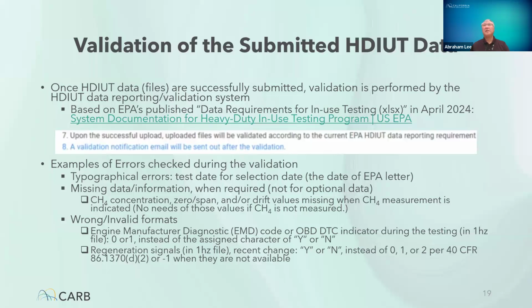Another type of error is missing data or information when required. Not for the optional, but for required data, you need to submit that. If those data are missing, the system is going to show you an error message. For example, CH4 concentration and zero span and/or drift value missing when CH4 measurement is indicated. When CH4 measurement is indicated, you need to submit those data. If those data are not there, then the validation system is going to give an error message. But if it's optional, then there's no need to put those values.